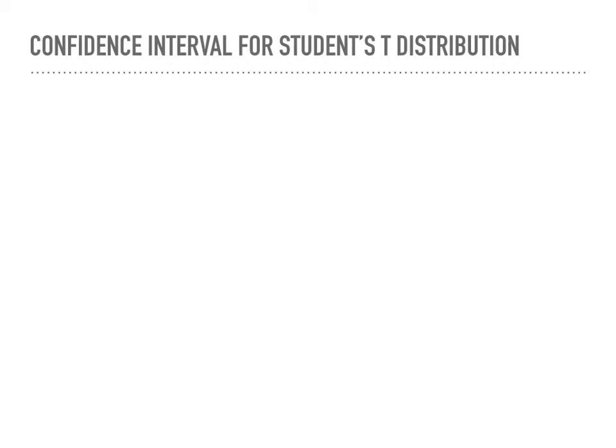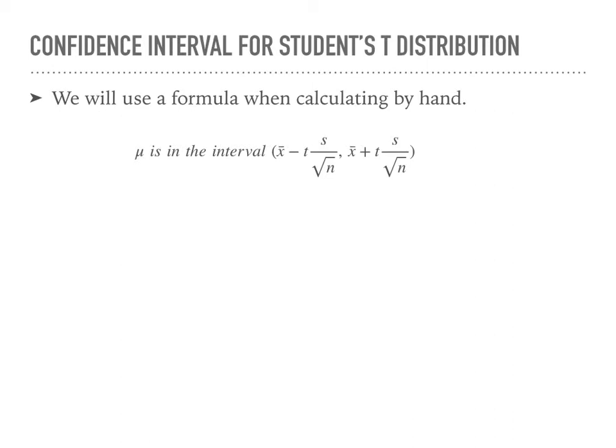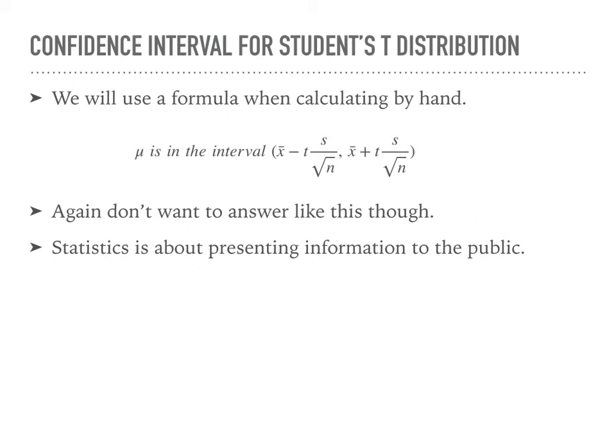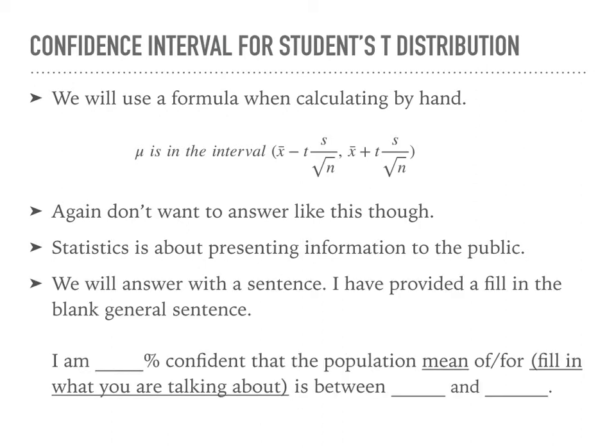So let's actually find confidence intervals for the student t-distribution. We'll need a slightly different formula though. The formula we would use when calculating by hand will involve a t instead of a z, and it will have s for the sample standard deviation instead of sigma, the population standard deviation. Otherwise, our formula looks pretty much the same. Again, though, we don't want to answer like this. Statistics is about presenting information to the public. So we're going to answer with this fill-in-the-blank sentence that we saw earlier.